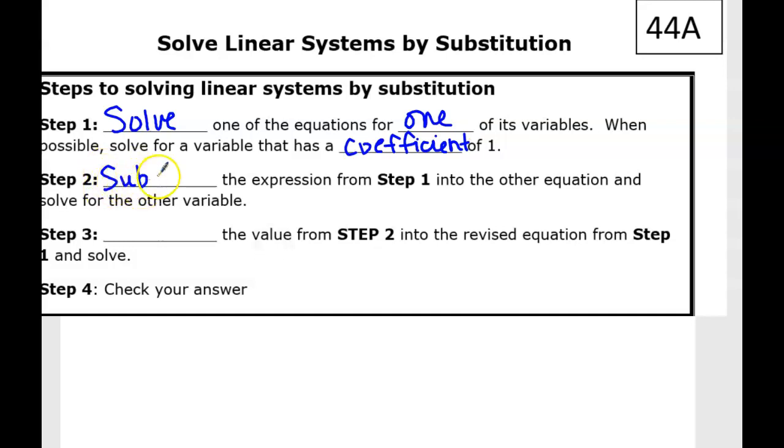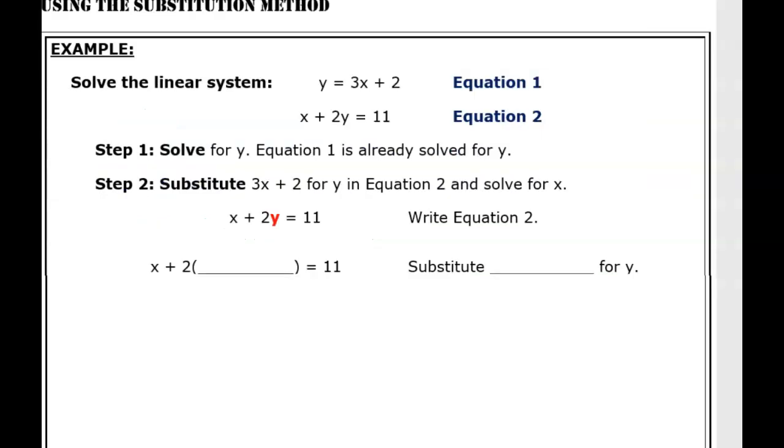So you're going to get an expression that you're going to substitute into the other equation and solve for the other variable. You're then going to substitute the value of step 2 into the revised equation from step 1 and solve. And then you're always going to check your answer. So this seems very confusing, but let's try it with some examples here.